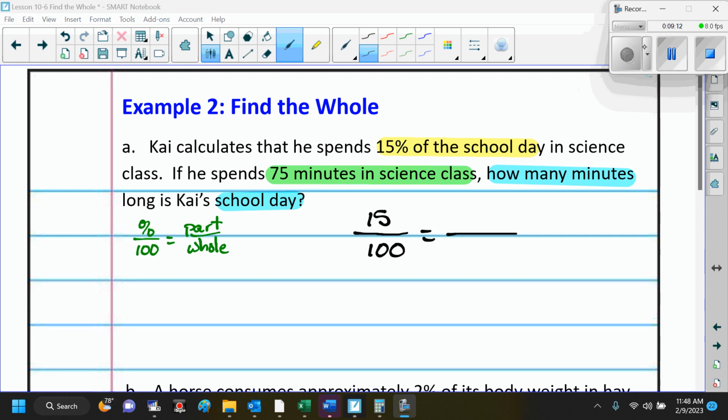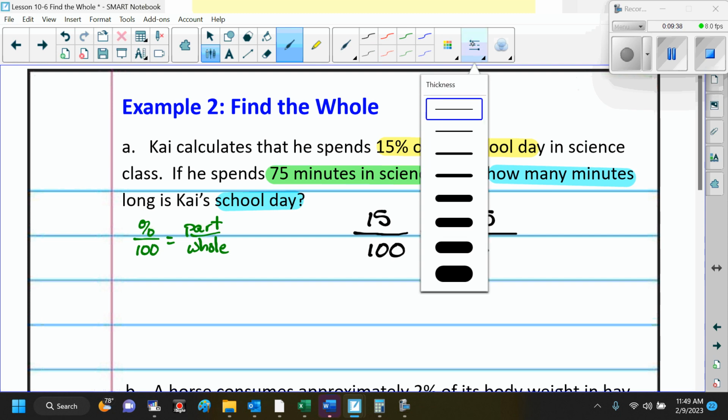So 75 minutes in science class, that's just the part of the minutes spent in the class. And then the blue highlight, that's the whole school day, right? And that's what we're solving for, so that's going to be our x. So we have 75 here, and we have x down here. So how are we going to solve that? Cross multiply. Very good.